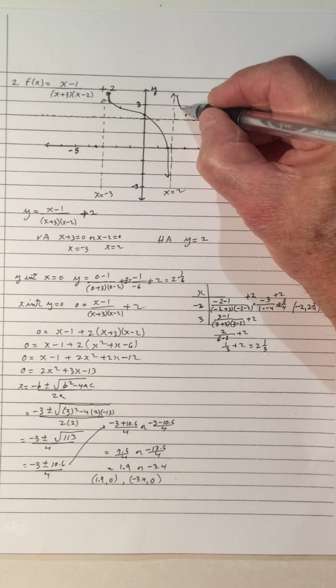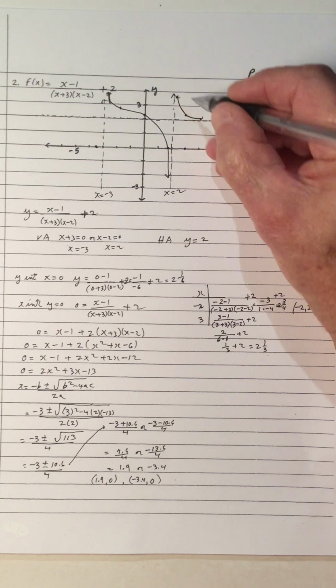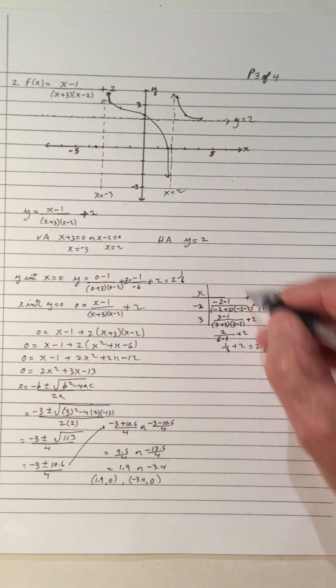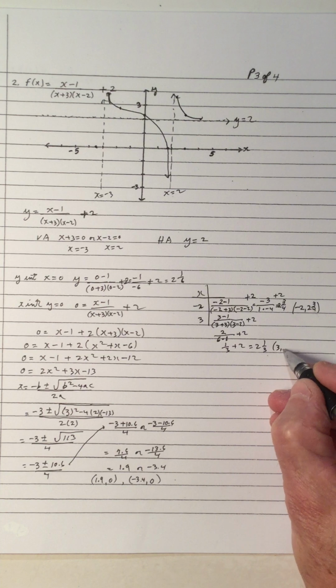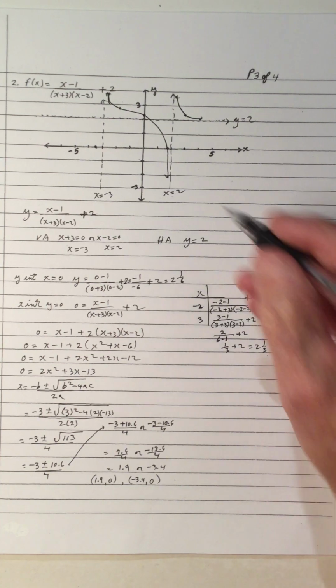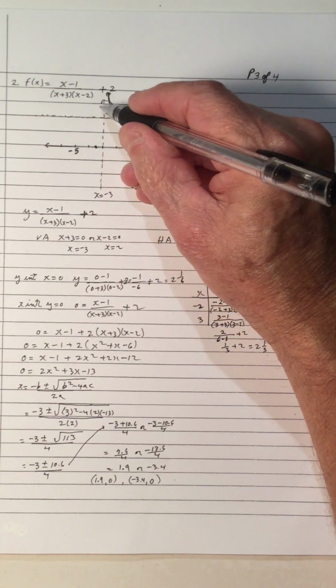So it must be coming in like this, because this is the point. If it was here, it would be going this way. But this is the point it's going through, which is 3, 2 and 1/3. And we have this point going to this.